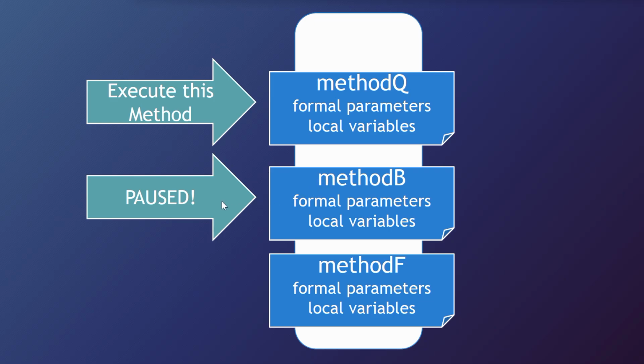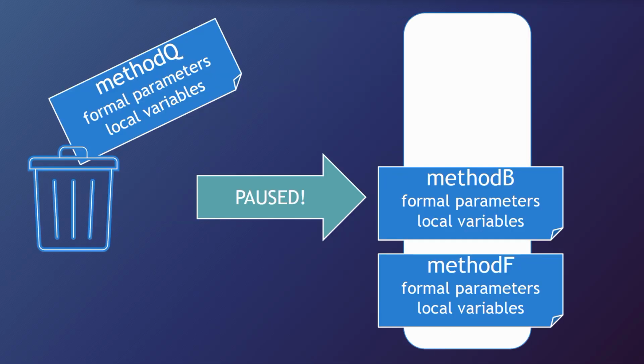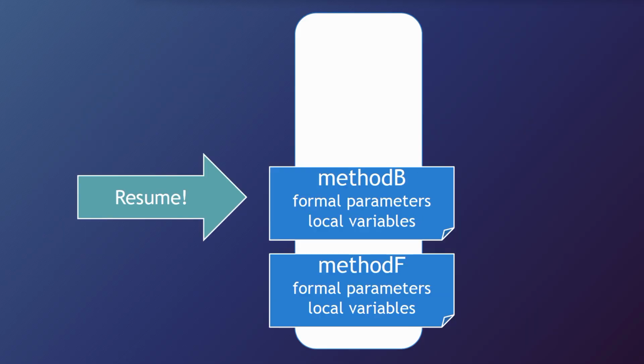The original method is paused, and control jumps to the newly invoked method, and we start executing that method. In this example, method B is paused, and we start executing method Q. When a method ends, either by reaching a return statement for a valued method or by reaching the end of the method for a void method, that activation record is popped or removed from the stack. The formal parameters and local variables from that method invocation are released for garbage collection. Control then returns to the method that was paused before, which is now again on the top of the stack. We pick up where we left off in that method and continue on. This is how the runtime stack works for method invocations.